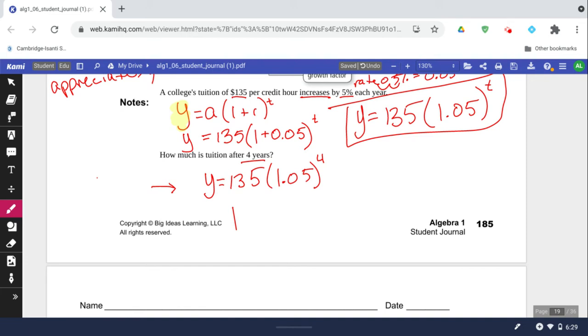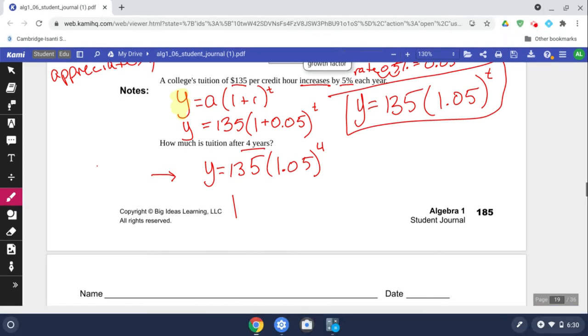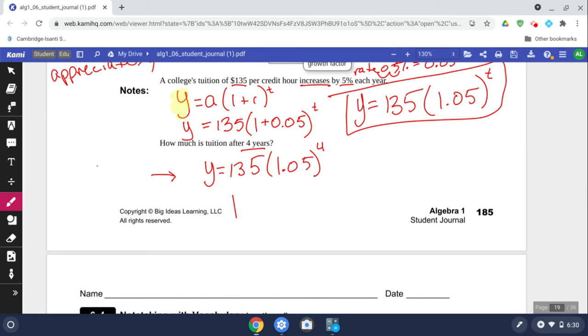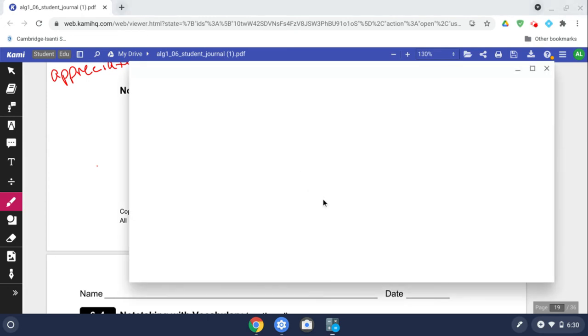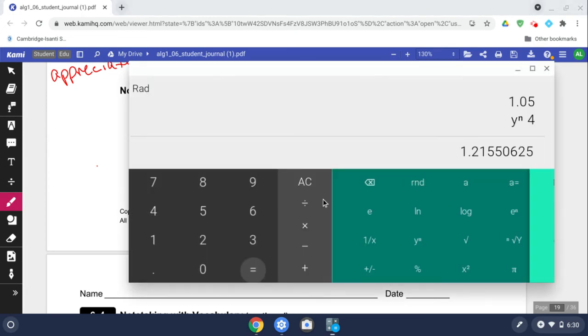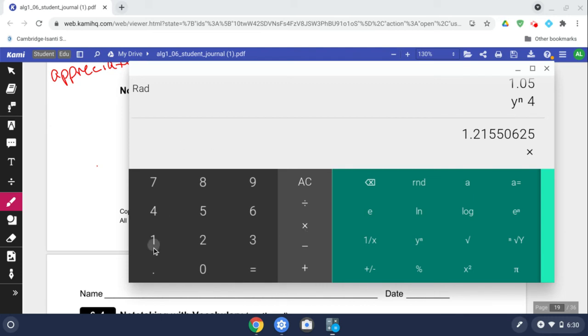Okay, I don't know why it's doing that. Let's just go back to the calculator. I've got that 1.05 to the 4th power, and I know I need to multiply that by 135. Okay, so times 135.